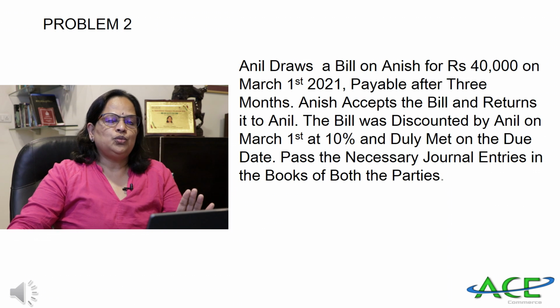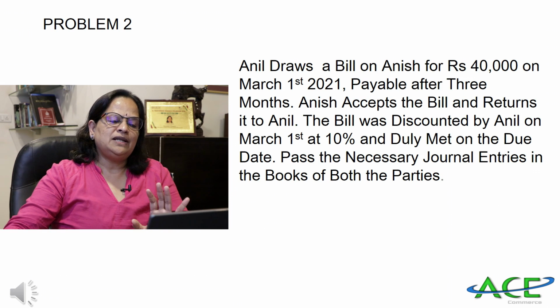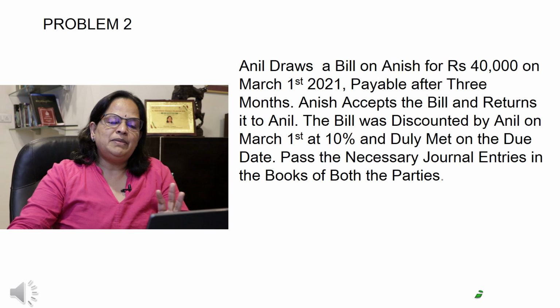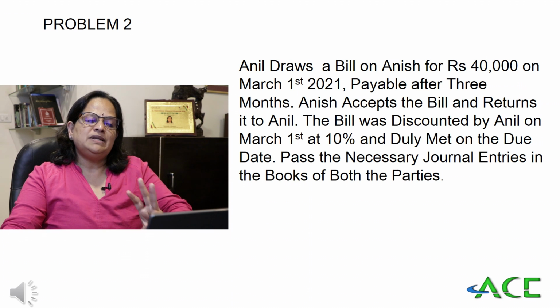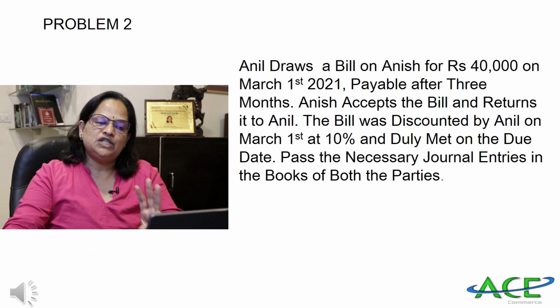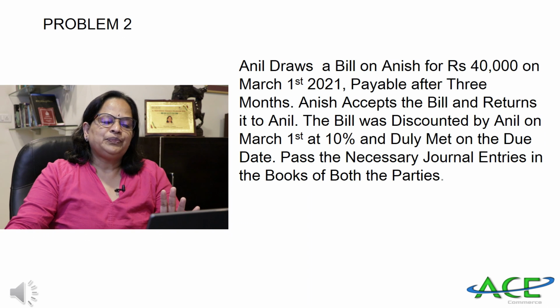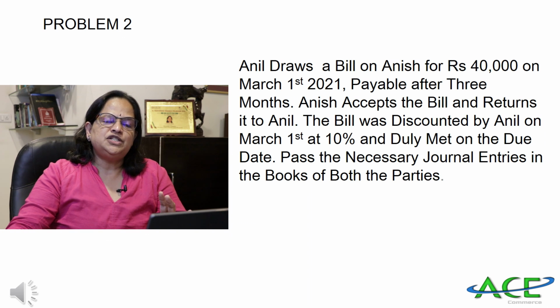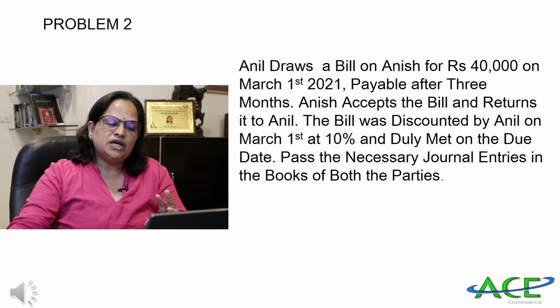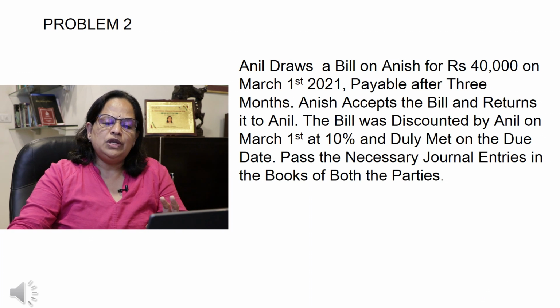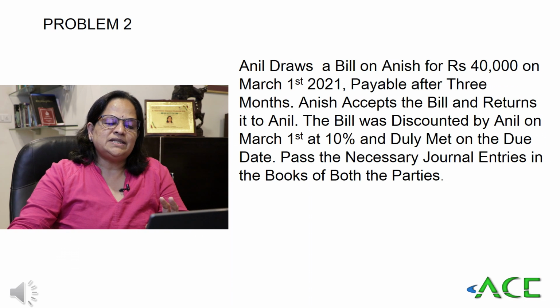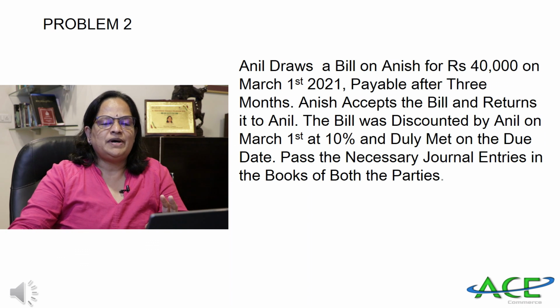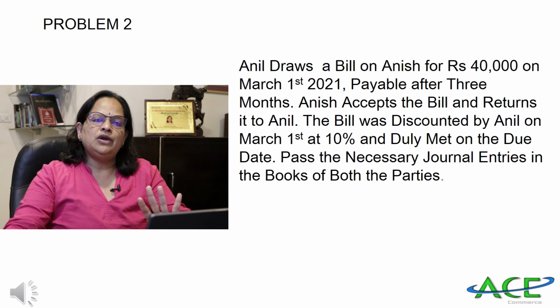Now, problem 2. Here I am going to explain the journal entries. Anil draws a bill on Anish for rupees 40,000 on March 1st, 2021, payable after 3 months. So the date of the bill is March 1st and the value of the bill is 40,000, for 3 months. Anish accepts the bill and returns it to Anil. So the bill is accepted. The bill was discounted by Anil on March 1st at 10% and duly met on the due date. Pass the necessary journal entries in the books of both the parties. So it is discounted but duly honored.